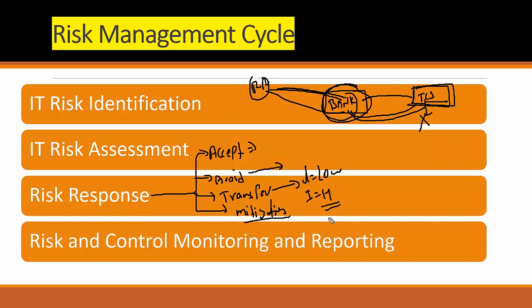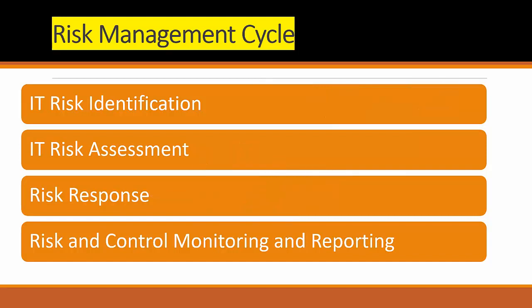And risk mitigation basically means implementing controls to bring the risk below the appetite. That is basically called risk mitigation. So this provides management with the information needed for risk response and mitigation, the third phase of the cycle, which seeks to implement a cost effective way to address the risk that has been identified and assessed.